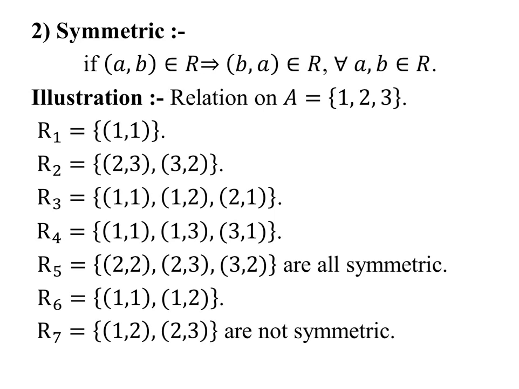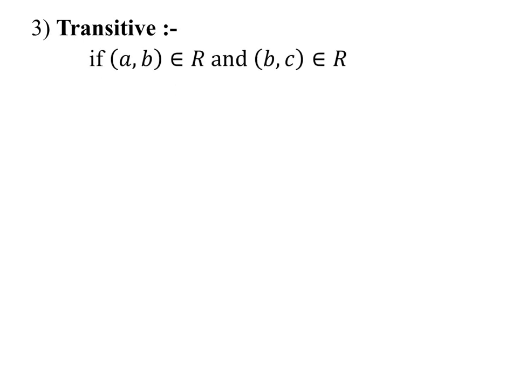But here (2, 1) does not belong to R7. So therefore R7 is not a symmetric relation. Okay. Next, transitive relation. If (a, b) belongs to R and (b, c) belongs to R, this implies (a, c) belongs to R. So (a, b) and (b, c), then (a, c) is called a transitive relation.